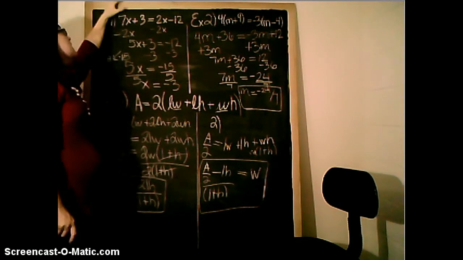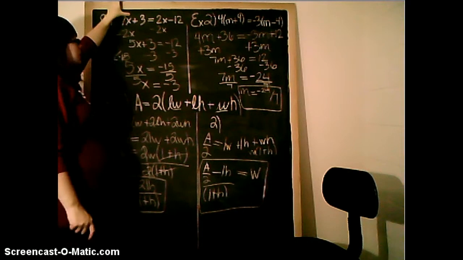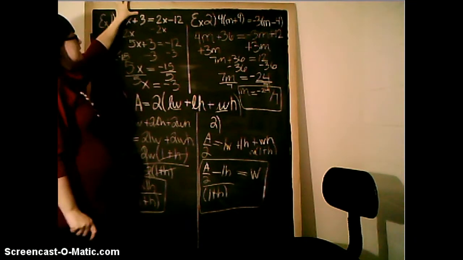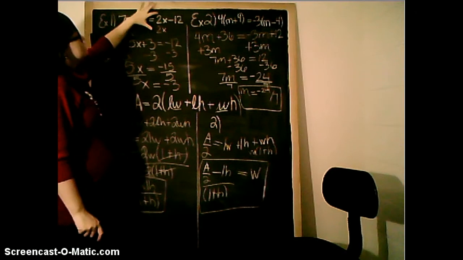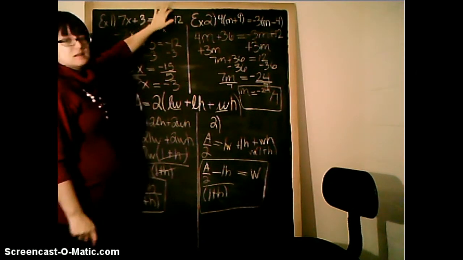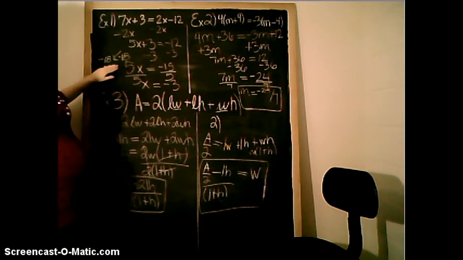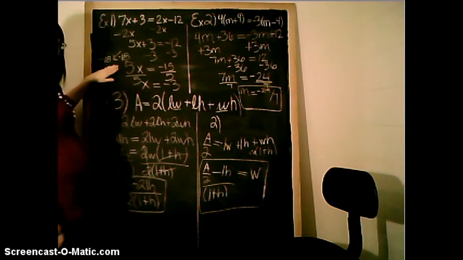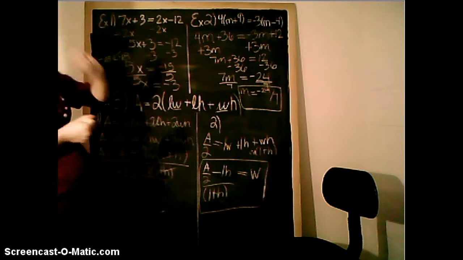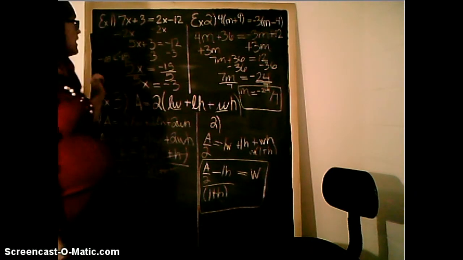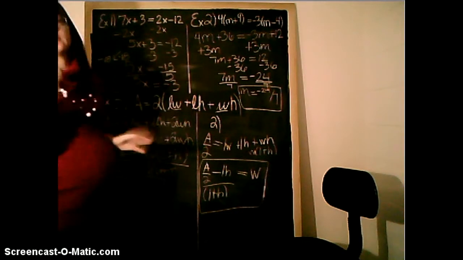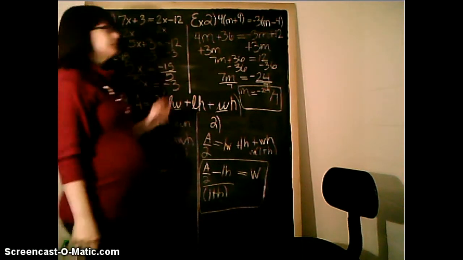You plug 7 times negative 3, you get negative 21, and add 3, which is negative 18. And 2 times negative 3 is negative 6, minus 12 is also negative 18. So you have negative 18 equals negative 18, and it checks. We're going to go on to the next example now, and it's very similar. You just have to multiply stuff out first before you solve the problem.